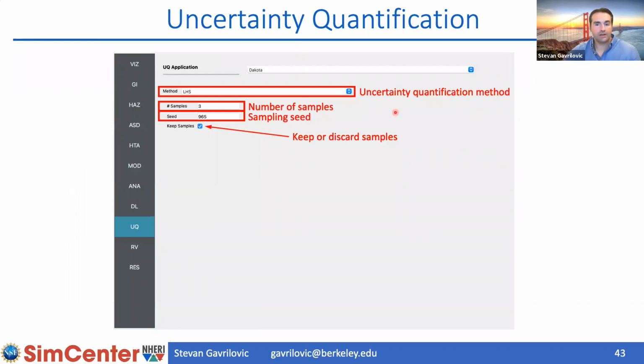In the Dakota UQ pane, the current UQ methods that are supported are Latin hypercube sampling, or LHS, and also Monte Carlo sampling. If you select the other options, it won't work. Below that, you simply enter the number of samples you want and the sampling seed if you wish. Both for LHS and Monte Carlo, you have a similar input panel like this. And you could check this box if you want to keep or discard any of the samples.